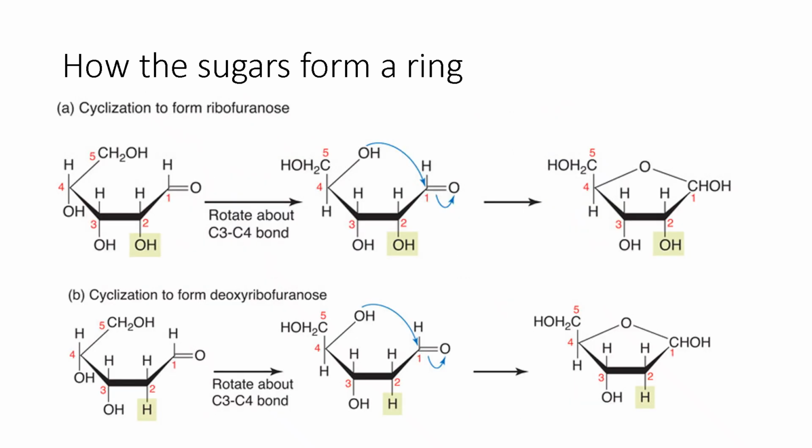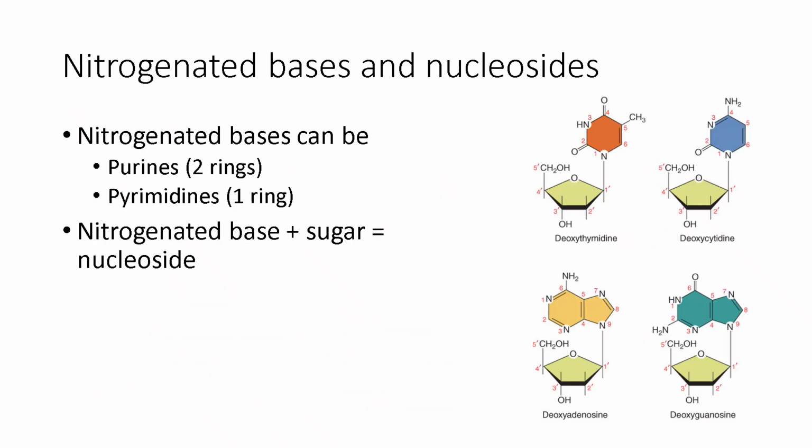Both ribose and deoxyribose form 5-membered furanose rings through internal chemical bonding. This ring formation is critical for the overall 3-dimensional structure of nucleic acids and allows base pairing to occur effectively between nucleotides. Nucleotides consist of 3 parts: a nitrogenous base, a sugar, and a phosphate group.